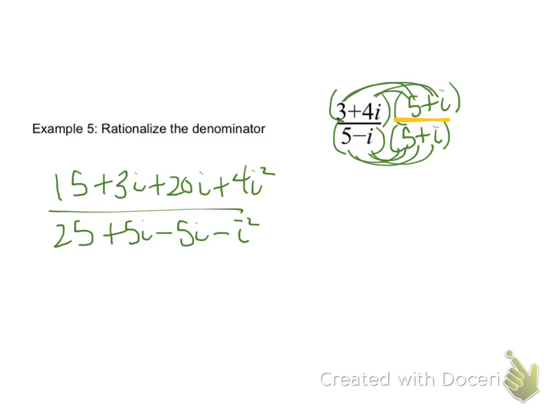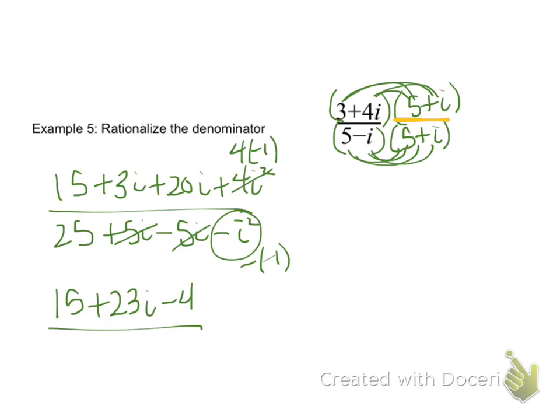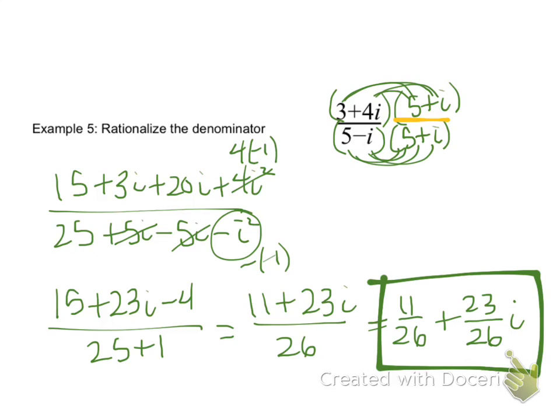Combining the real parts on the numerator and changing the i squared into negative 1, we get 15 plus 23i, and then again, that i squared is negative 1, so instead of being plus 4, it's going to be a minus 4. And then on the denominator, my plus 5i and minus 5i cancel, and that minus i squared becomes minus a negative 1, so I actually get 25 plus 1 on the denominator. Combining my like terms on the numerator, and then writing it as a real and imaginary part, I need to break this apart so I have my a plus bi.